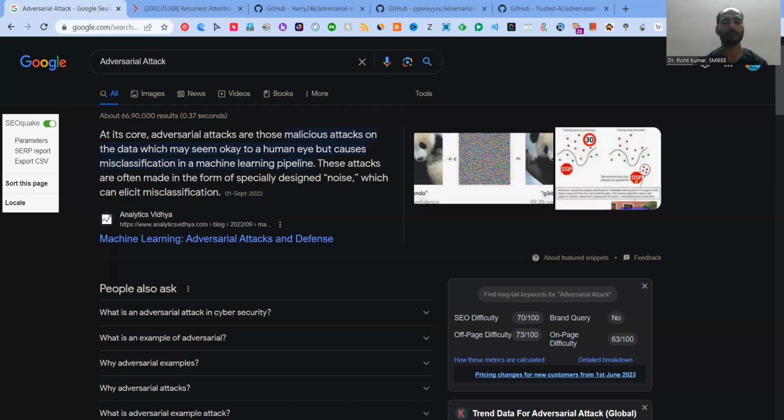Now when people talk about attacks, most of the time cybersecurity comes to mind. That is quite obvious because it is related. But it is not always the case that every attack is related to cybersecurity. It might be applied to different sorts of domains.